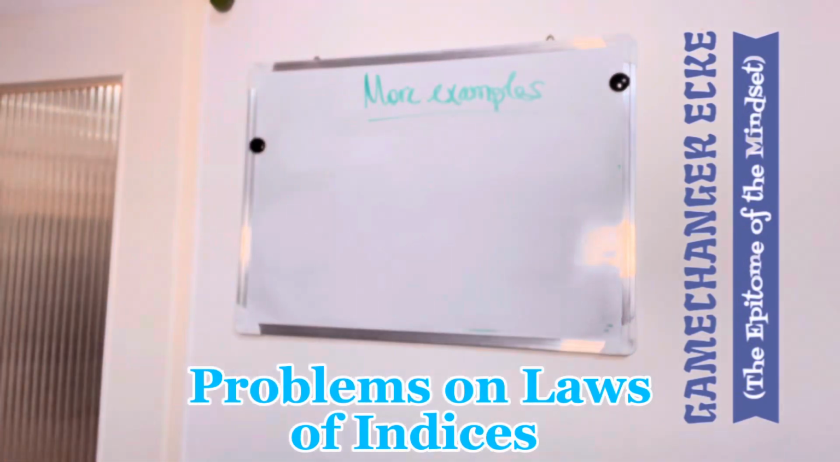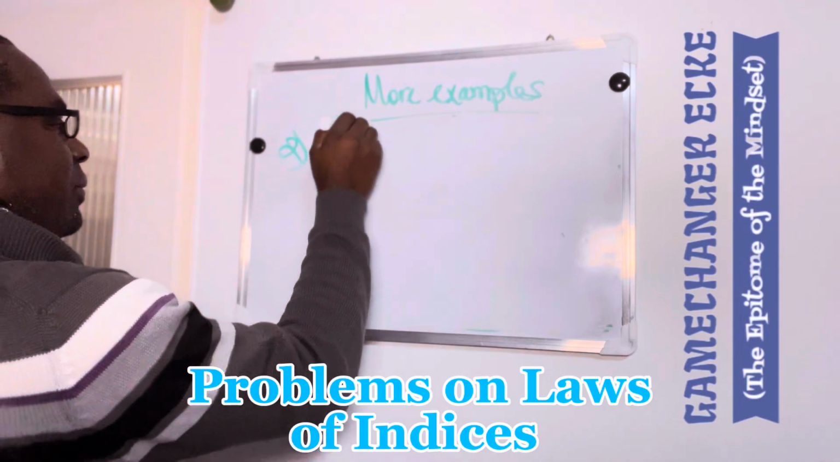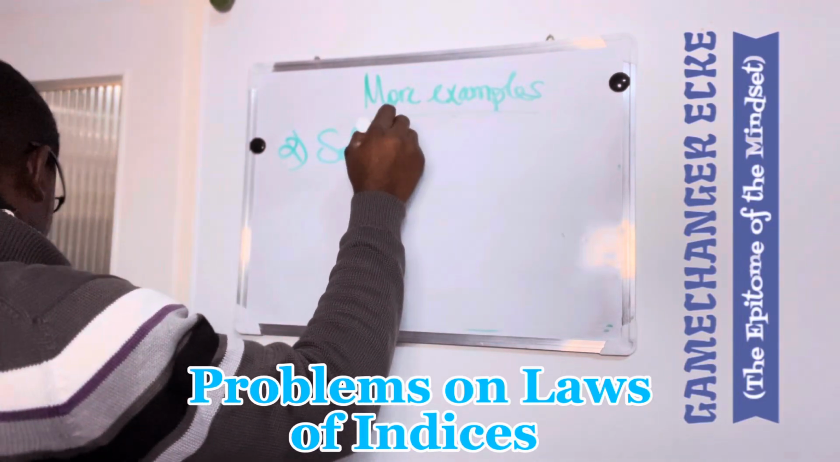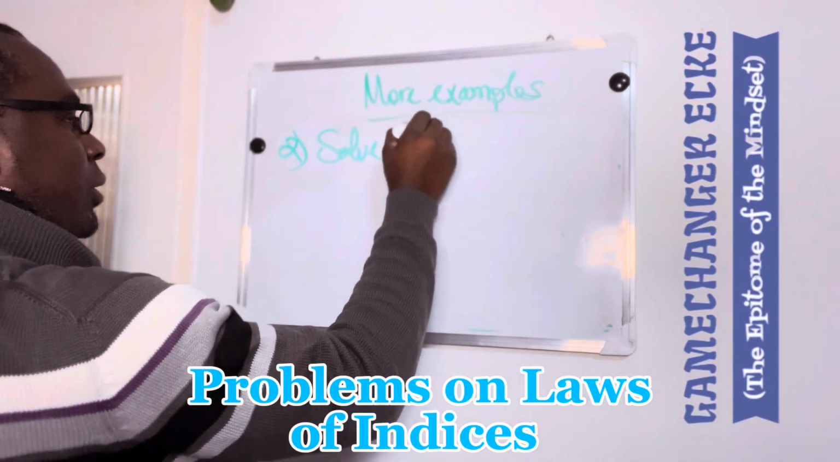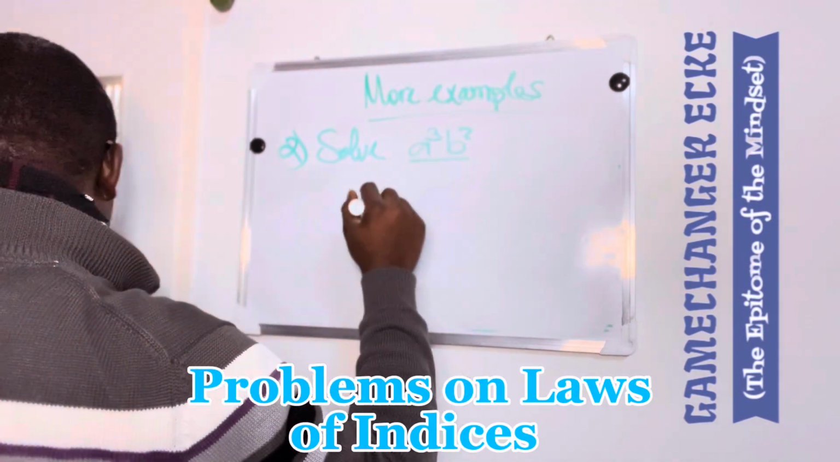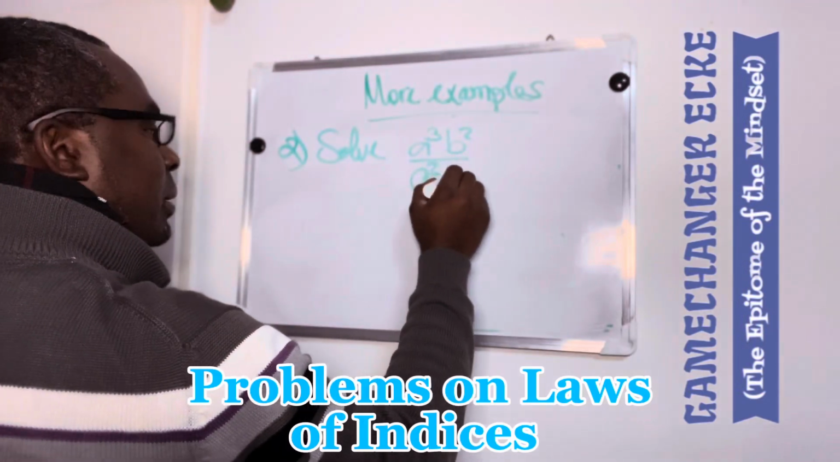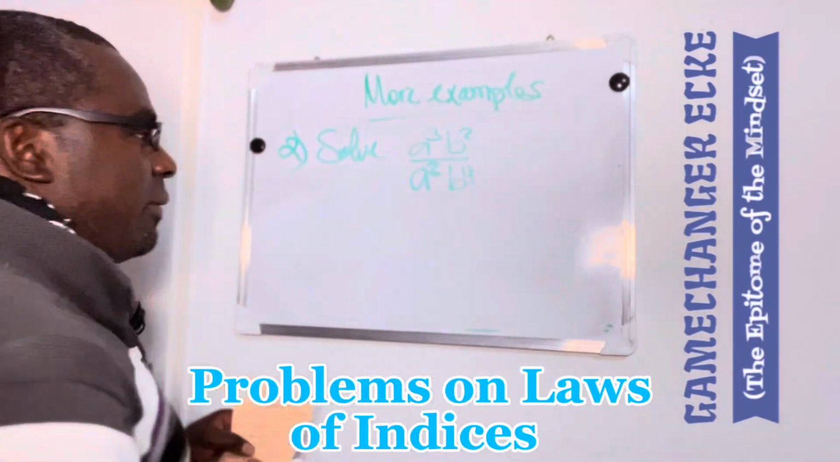Yeah, let's proceed with example number 2. We have been asked, in number 2, to solve a cubed b squared divided by a squared b to the power 4.